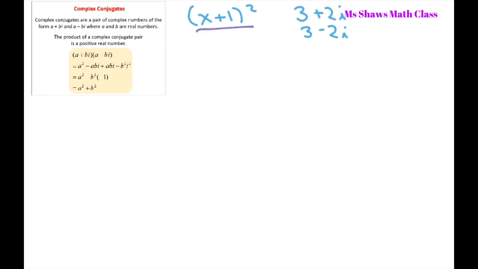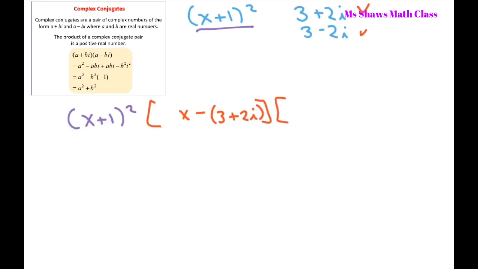We already have that one written down, so we can write that as x plus 1 squared. And we're going to do the same thing with these two. We're going to write x minus, let me erase this part, x minus 3 plus 2i. And then we're going to do x minus 3 minus 2i.